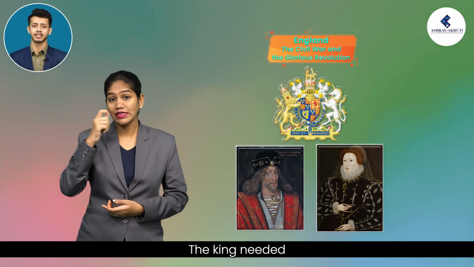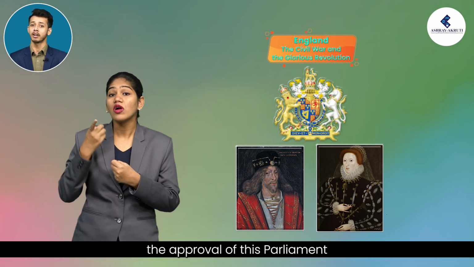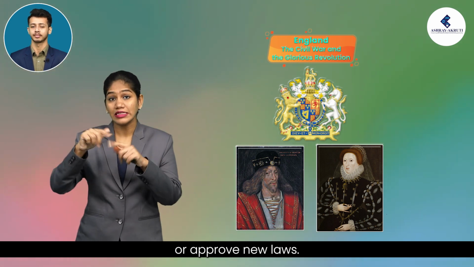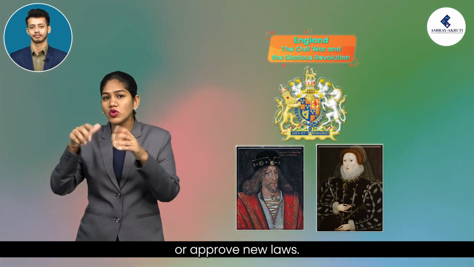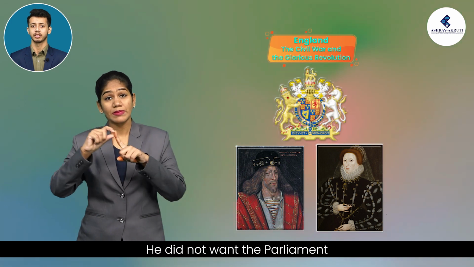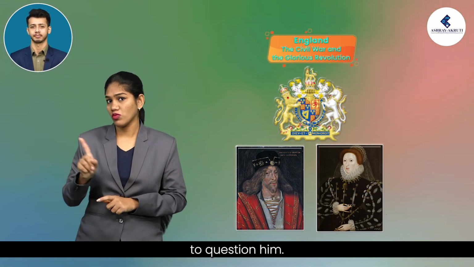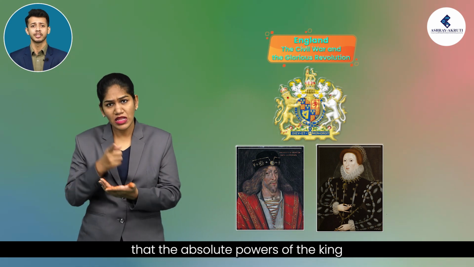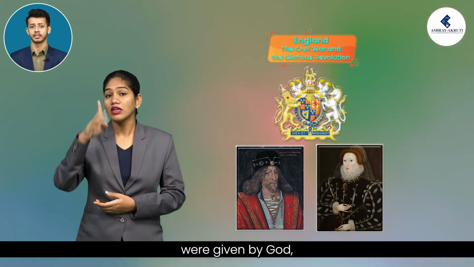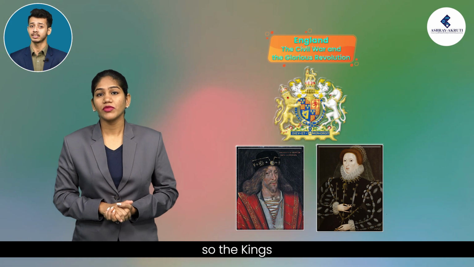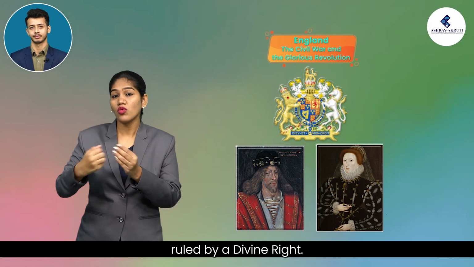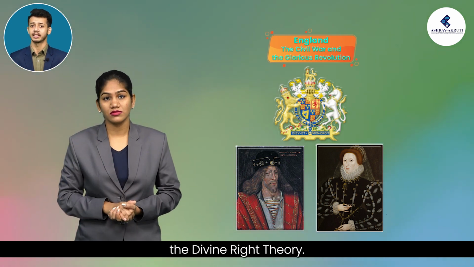The king needed the approval of this parliament to impose any tax or approve new laws. He did not want the parliament to question him. He believed that the absolute powers of the king were given by God. So the kings ruled by a divine right. This was called the divine right theory.